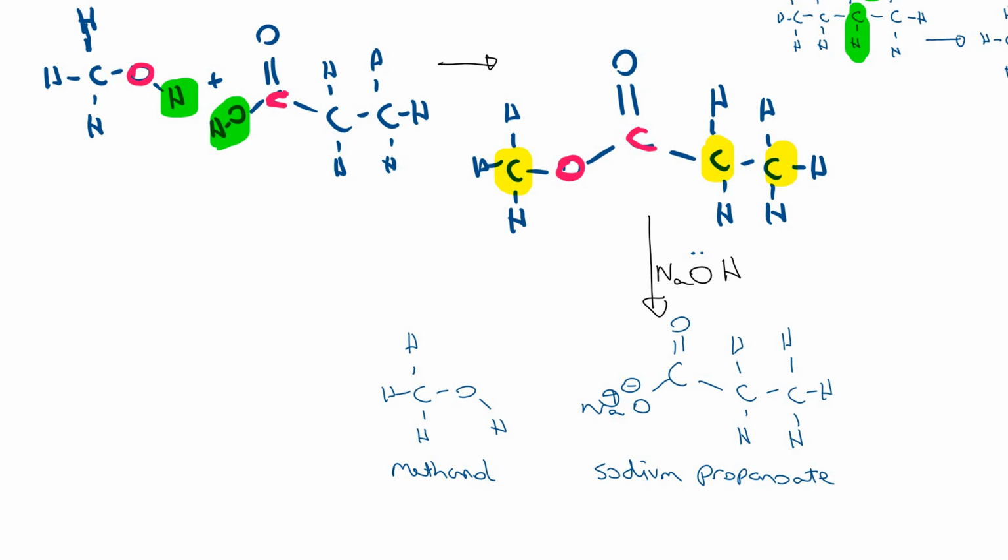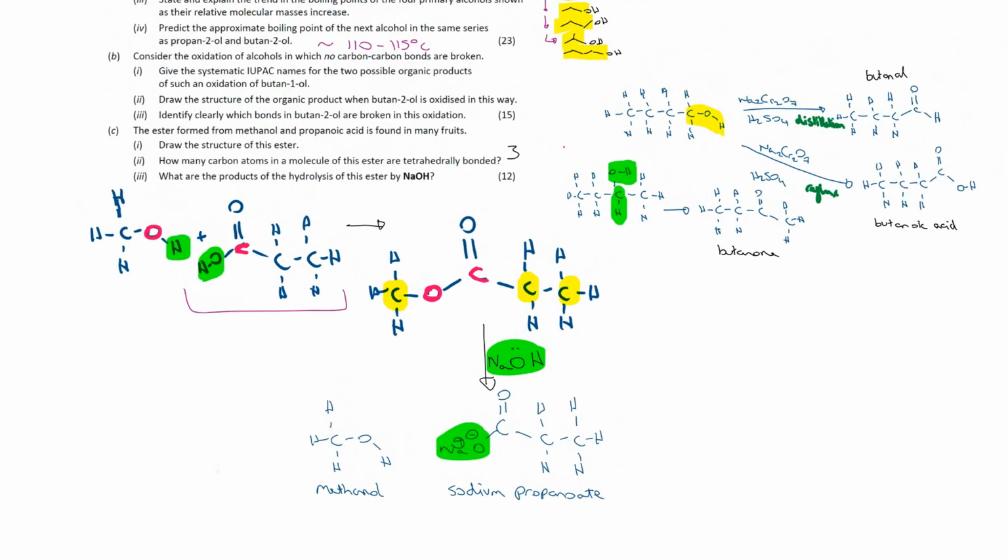The reason you don't form the carboxylic acid that you started with here is because you're carrying out this reaction in basic conditions. So you're not going to form the acid as a product here, you're going to form the salt, which is the sodium propanoate. So there are the two products, and that is that question there.